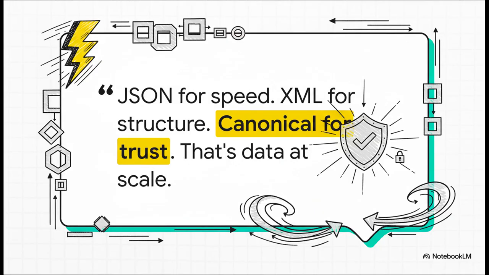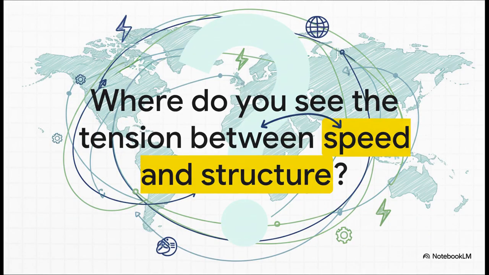Yeah, this phrase just nails it. JSON for speed, XML for structure, canonical for trust. That's it. That's data at scale. To run our modern digital economy, you absolutely need all 3. You need that lightning speed from JSON, that rigid structure from XML, and that unwavering foundational trust that only canonicalization can provide. And that's our explainer.